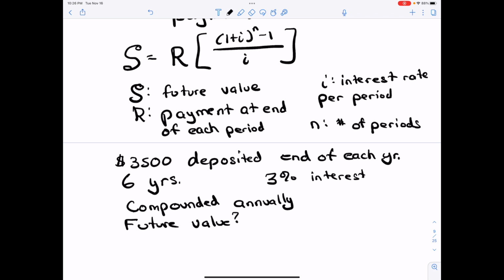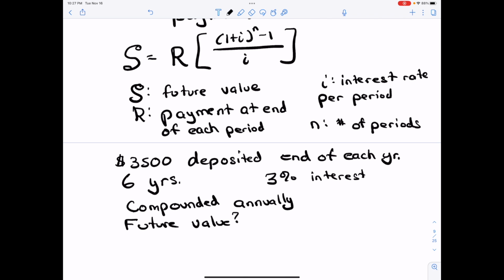Okay, so $3,500 is the payment that's being made. So the end of the first year, you drop $3,500 in there. Then the end of the second year, that $3,500 has earned interest, and then you're dropping another $3,500 in. Third year, the first deposit has earned 2 years of compound interest. Second deposit has earned 1 year of compound interest. Third deposit has not yet earned interest. And you keep doing this for 6 years.